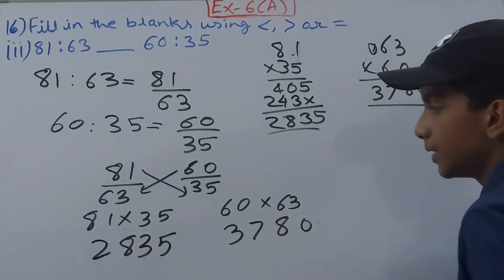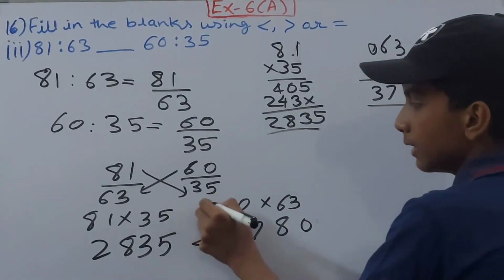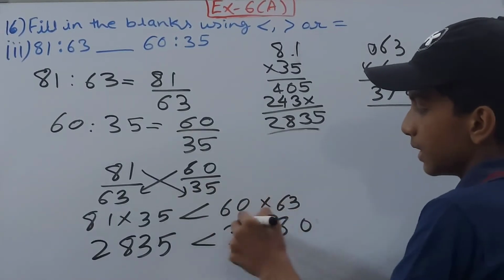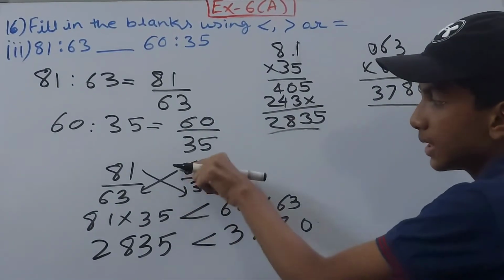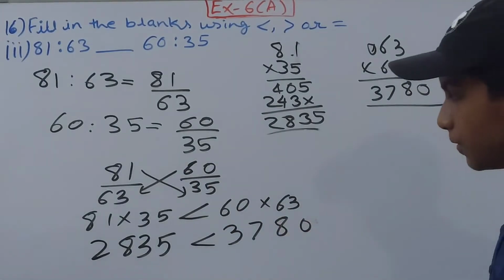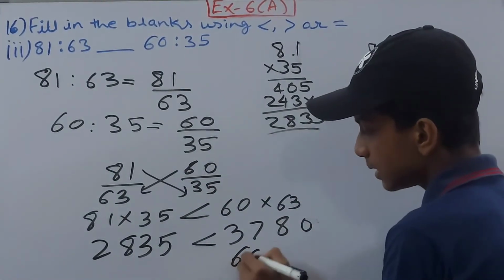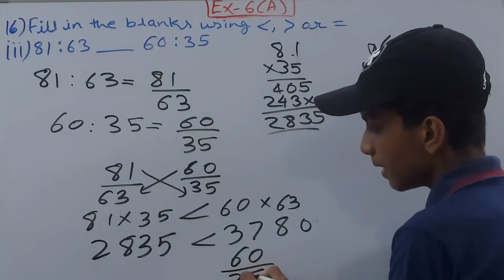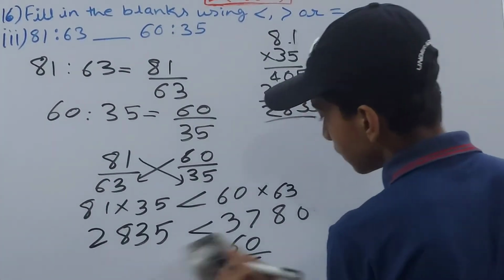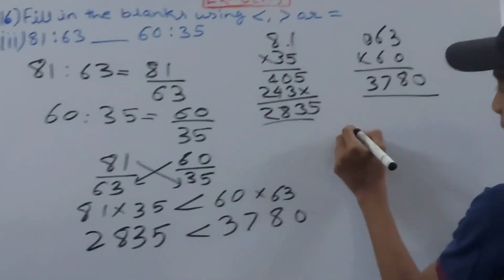So which one is greater out of the two? This one is definitely greater. So this also becomes greater. And you know that when this one is greater, this 60 into 63 is this way, right? So this fraction becomes the greater fraction. So we can say that 60 upon 35, right? Here 60 upon 35, or else I write it up here. Okay, don't worry. Okay, so 60 upon 35.